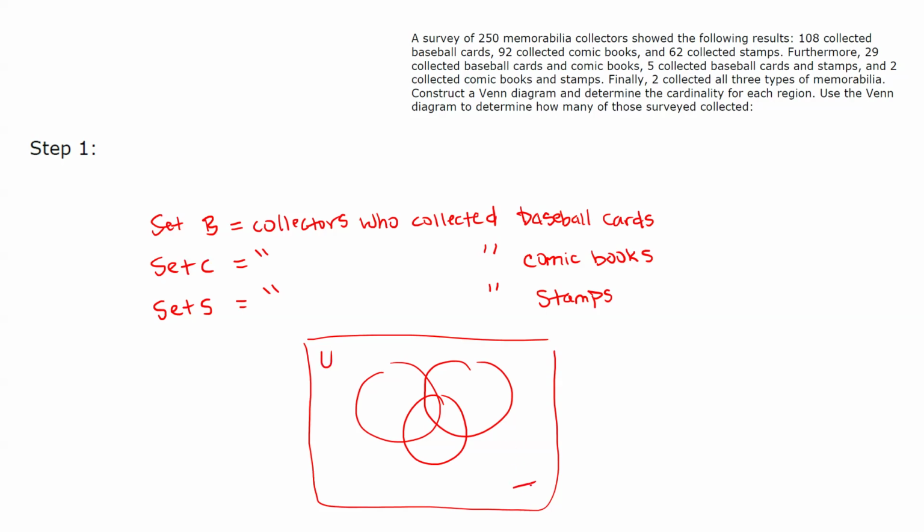Universal. Okay, so this would be set B, C, and S. This would be region 1, 2, 3, 4, 5, 6, 7, and 8. Okay.